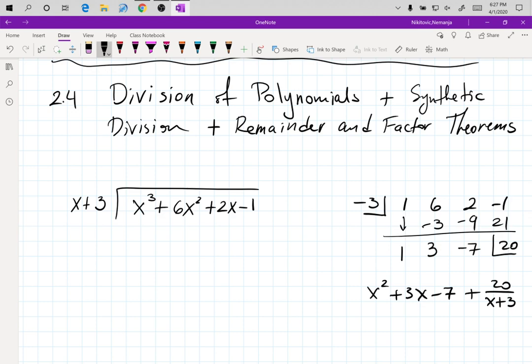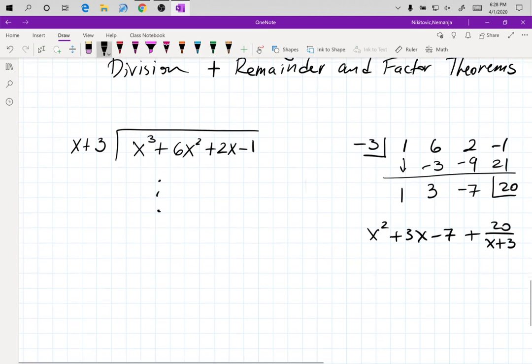Now, synthetic division works only if this is linear. So if you have any x squared or x cubed or anything like that, synthetic division doesn't work. So we need to know long division of polynomials. It will pop up again in the last section, 2.6. And then obviously it's going to pop up later in the following math courses. So it's important to know. I'll just put 3 dots here.